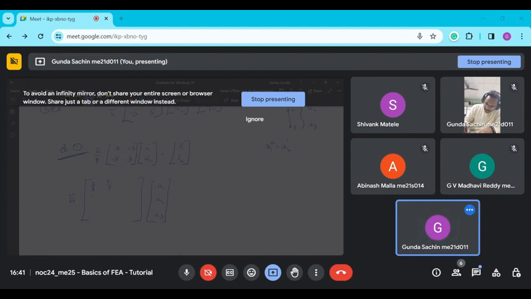So for this is u1 and u2, this is u2 and u3. For u1 and u2, it's 3 by 8, 3 by 8, minus 3 by 8, 3 by 8. It's like corresponding to u1, corresponding to u2. There is nothing related to u3, so this will be zeros.